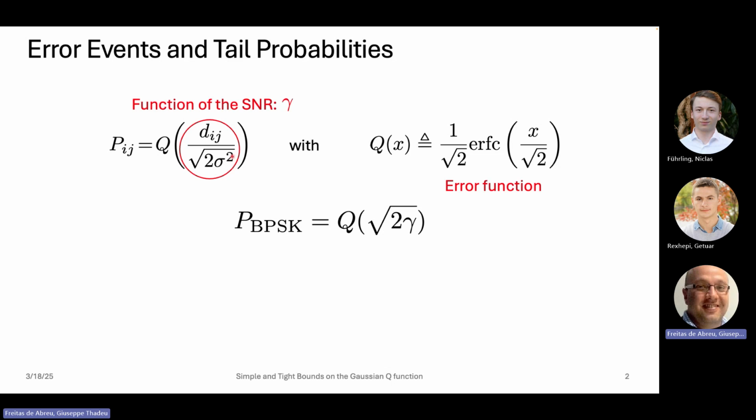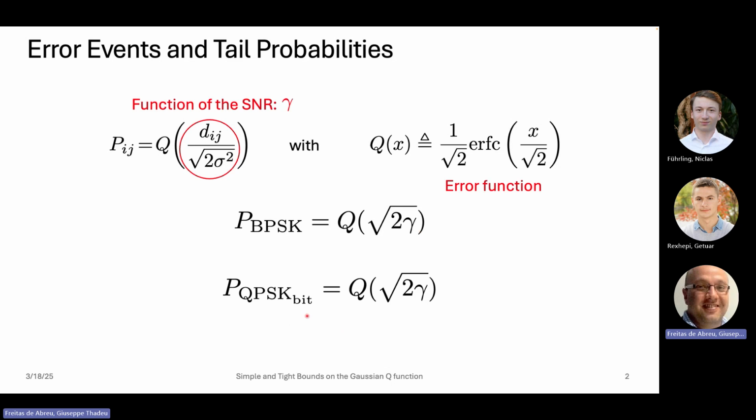Now, again, why this is relevant, of course, the pairwise error probability in itself is not the whole story, but the fact is that the symbol and the bit error probabilities of digital modulation systems are determined from such pairwise error probability. So in the case of BPSK, for example, it is well known that the bit error probability is given by the Q of square root of 2 times the SNR.